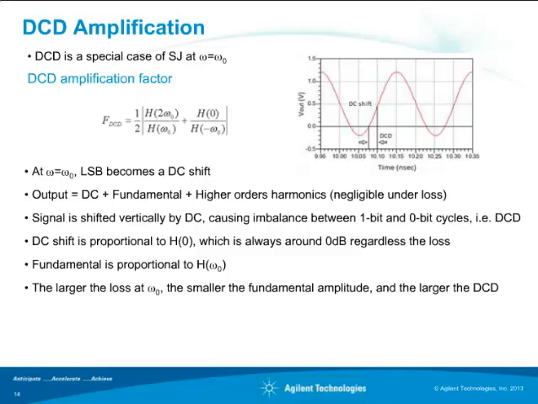Now notice DC shift is proportional to the transfer function at 0 frequency, which is always around 0 dB regardless of the channel loss. The fundamental, however, is proportional to the transfer function at omega 0. And so you can see, the bigger the channel loss, the smaller the fundamental amplitude, therefore the larger the DCD effect.